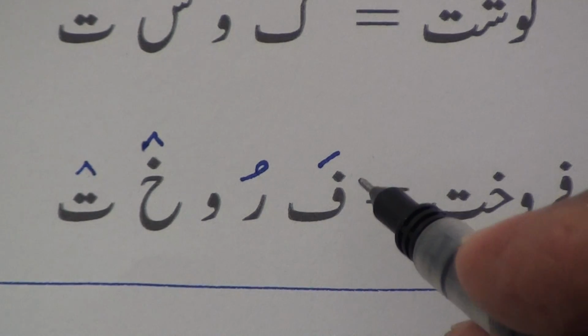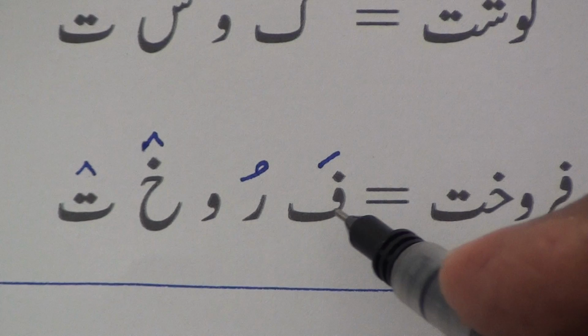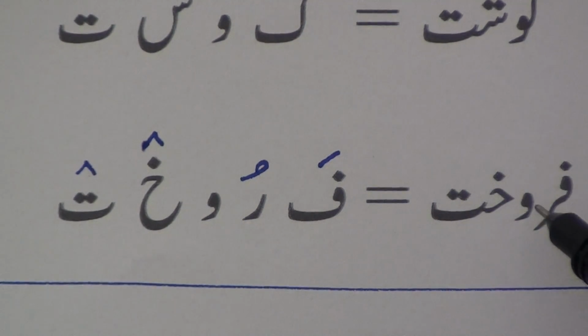Farocht. Fe, Re, Vav, He, Te. Farocht means sale.